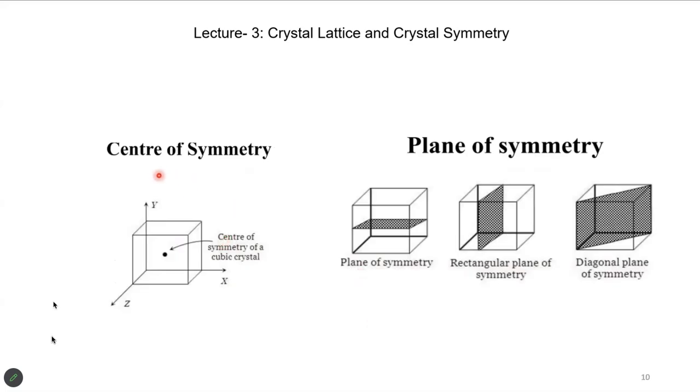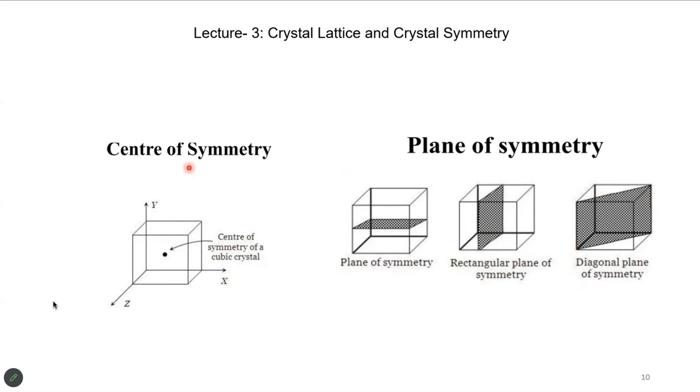So we talked about center of symmetry. You see, here in the unit cell, the center of symmetry is here for a cubic crystal. What is a plane of symmetry? We take a cube again, and this is a plane of symmetry. And this is a rectangular plane of symmetry. This is a diagonal plane of symmetry.